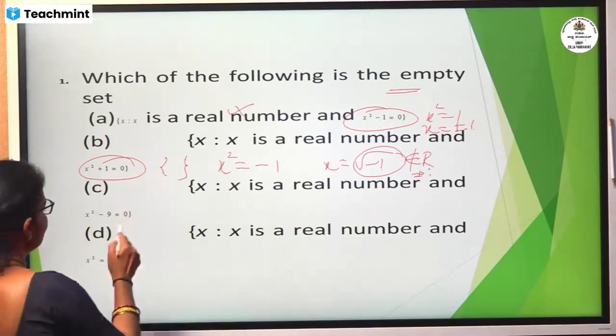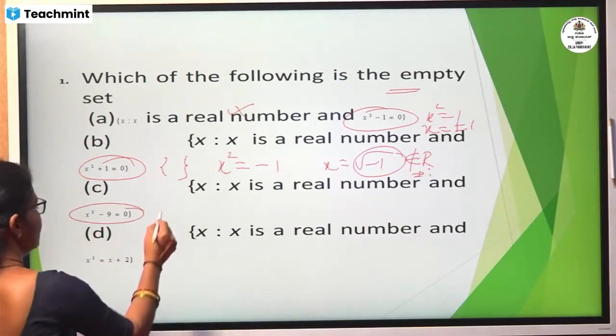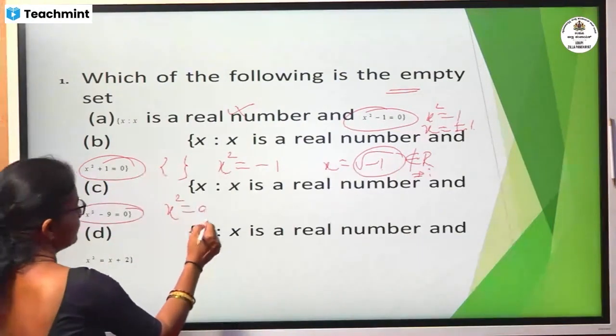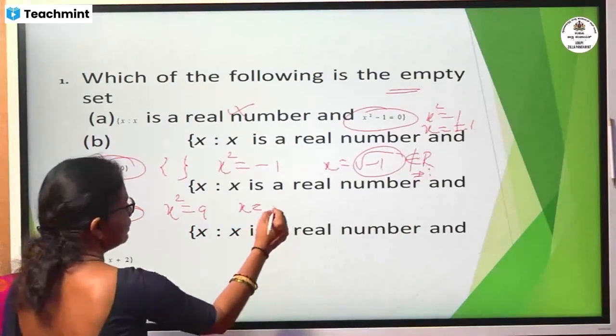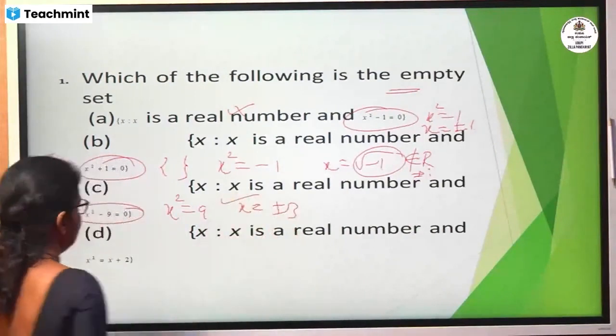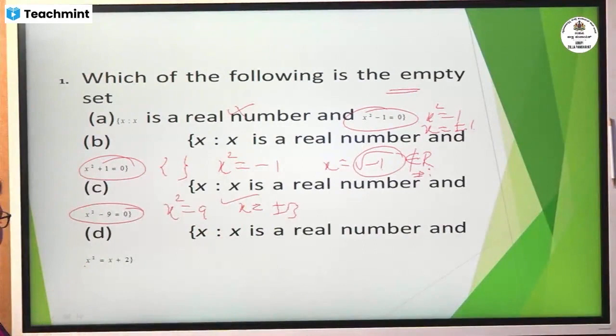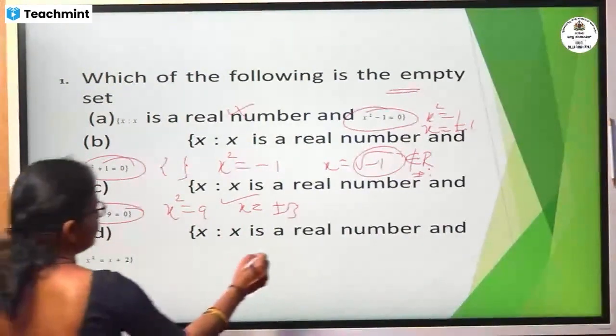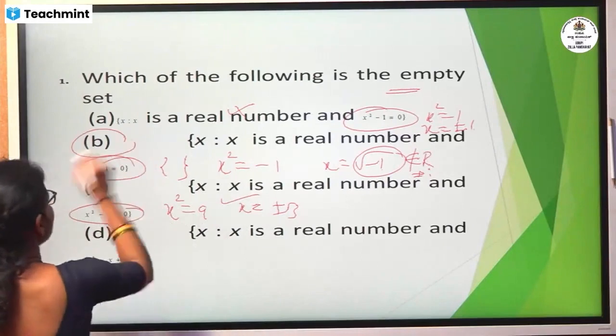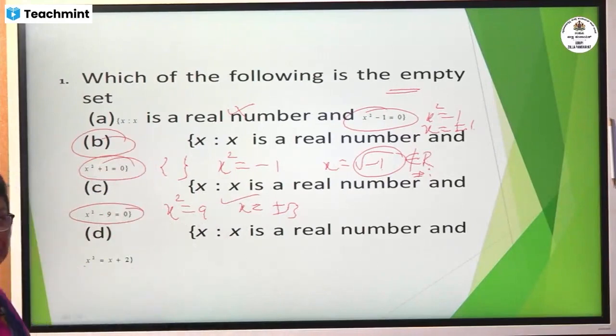Like that, you can simplify the third option also. That is x square equal to 9. So x is equal to plus or minus 3, which comes under real numbers. And the last one is quadratic. That also you can solve. So the empty set is option B.